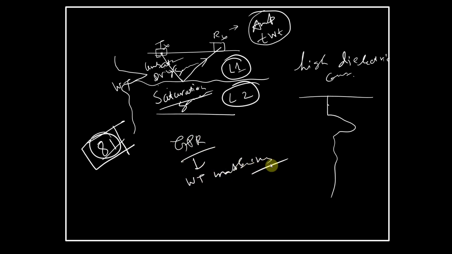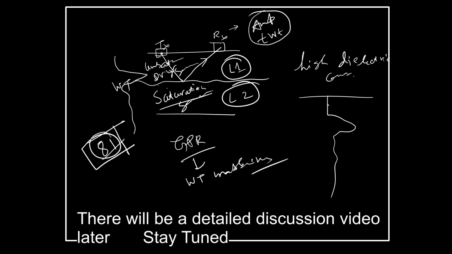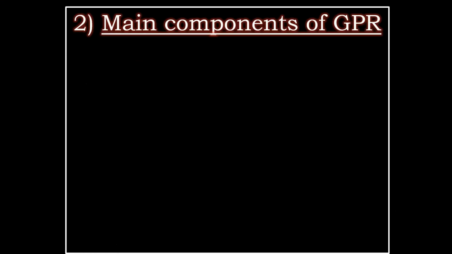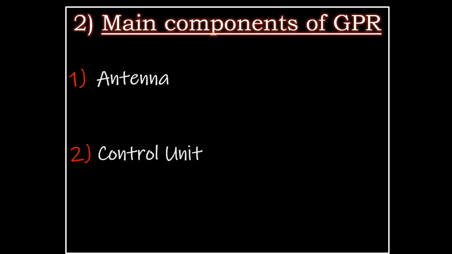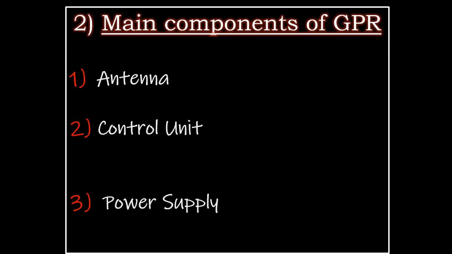I'm not discussing this theory in detail. It's a huge chapter, and I'm planning to discuss the GPR principle in a separate video. In today's class I'll only discuss the GPR basics which you should know. The next thing you should know about GPR is its components. GPR has three main components: antenna, control unit, and power supply.